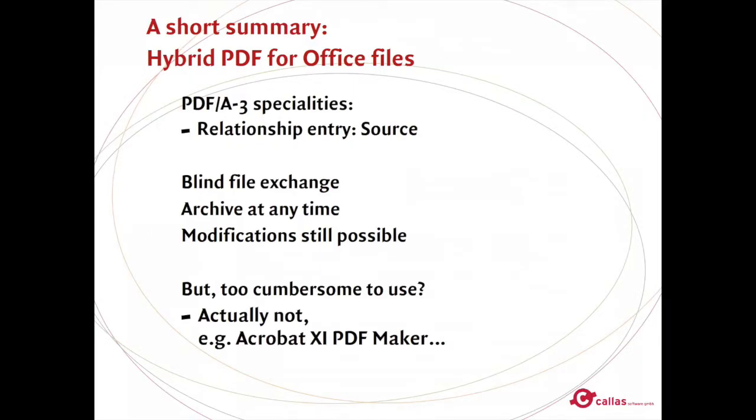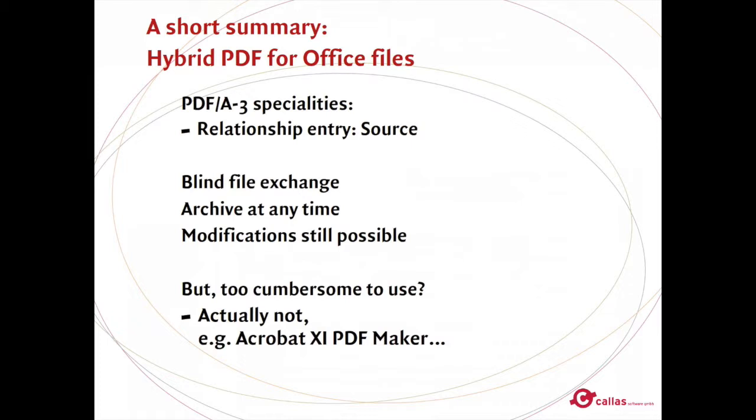So this is a brief summary of this first use case. We have a relationship between the attachment and the main file, and the relationship is that it's a source. It's a source file for my PDF file. I can use that for blind file exchange. I can archive at any time. I have already created a robust rendering of the original source file, but I can still modify it.